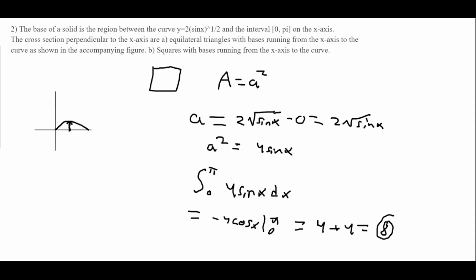Let me clarify a little more on what a was. A was just the base, and since it's a square, all sides are the same. So the base was also the other side, which is why we were able to do this.